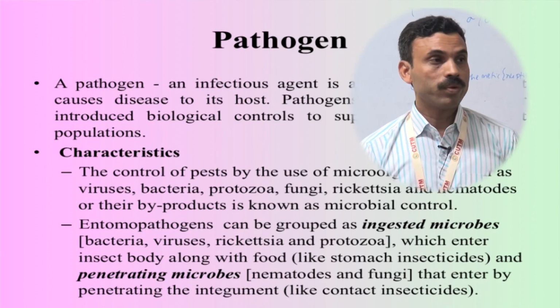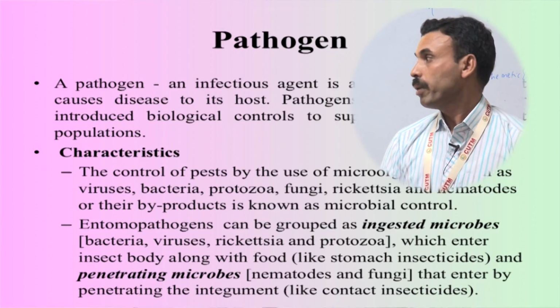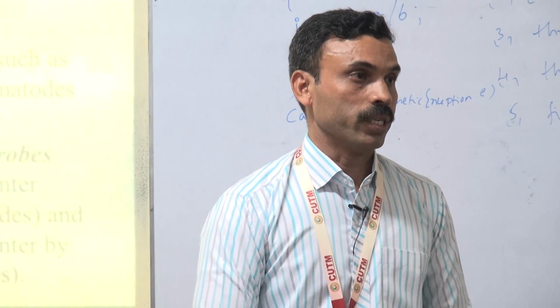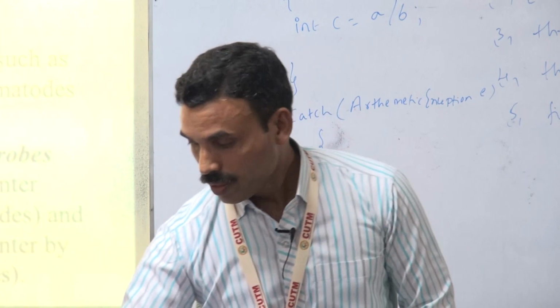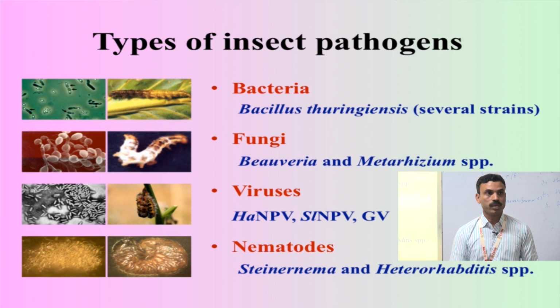Another category of microbe or pathogen is what we call penetrating microbes. For example, here you can see nematodes and fungi. From the outside, they act as a contact poison. Here you see bacteria; the most widely used pathogen in the bacteria category is Bacillus thuringiensis. It has been used for the control of Lepidopteran pests, and of course, we will come to this.